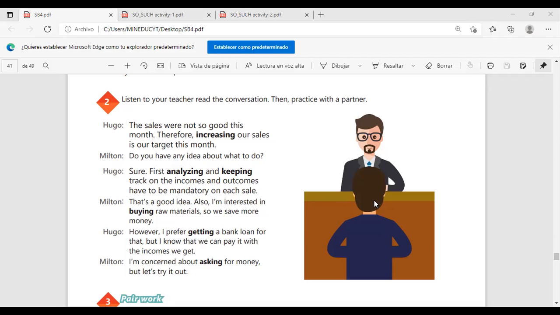Okay, this conversation is about how to increase sales, you know, because maybe they are worried because the sales were not so good. The reason we need to pay attention to this, I'm going to read it again. The sales were not so good this month. Therefore, increasing our sales is our target this month. Do you have any idea about what to do? Sure. First, analyzing and keeping track of the ins and outcomes have to be mandatory on each sales. That's a good idea. Also, I'm interested in buying raw material, so we save more money. However, I prefer getting a bank loan for that, but I know that we can pay it with the income. I'm concerned about asking for money, but let's try it out.